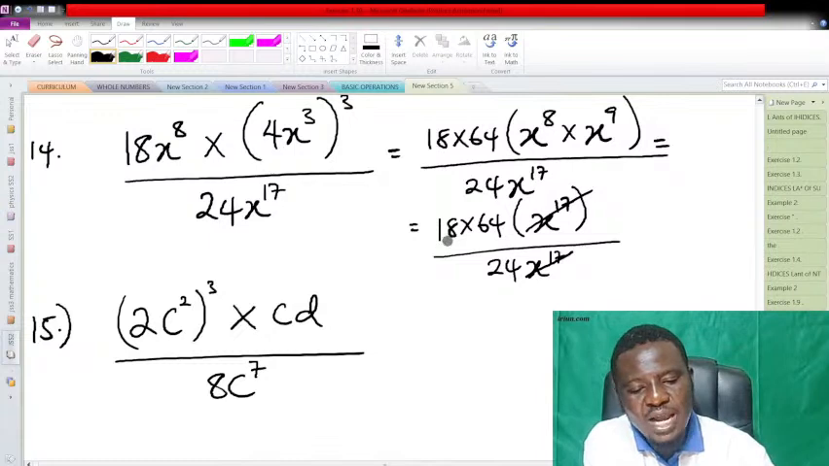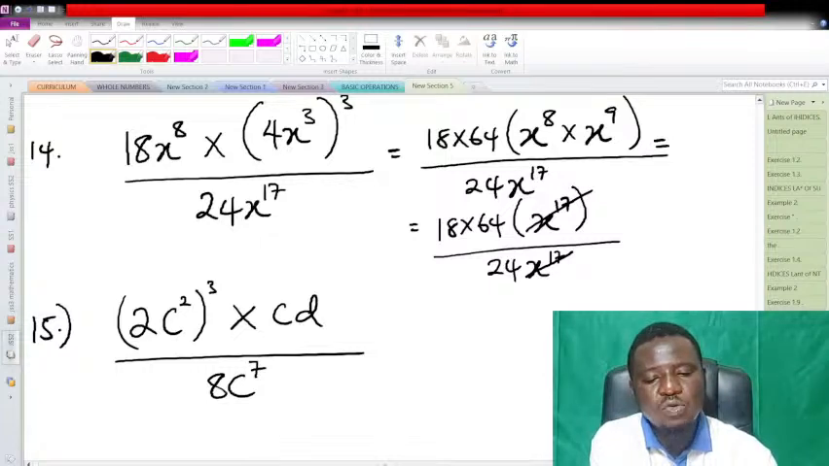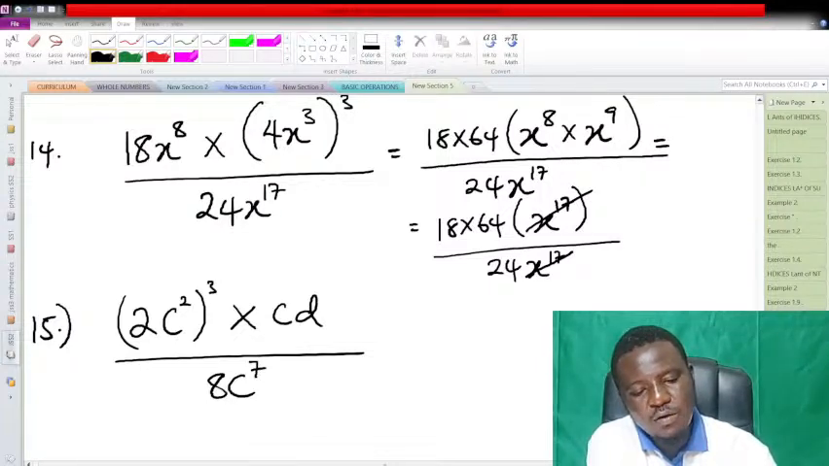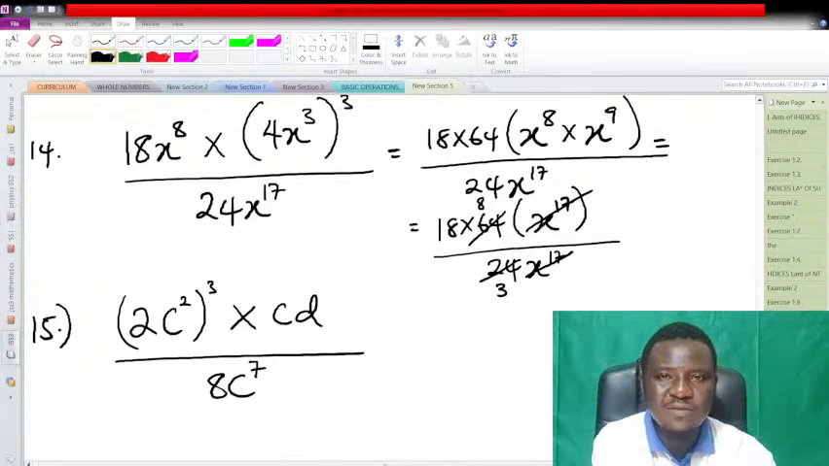So what can divide 18 times 64 and 24? I will say 8 can go. Okay, so 8 into 64 is 8 times. 8 into 24 is 3 times. Without remainder, you look for a factor that can divide both numerator and denominator, and you divide. So 8 is that factor that can divide 64 and 24 without a remainder.